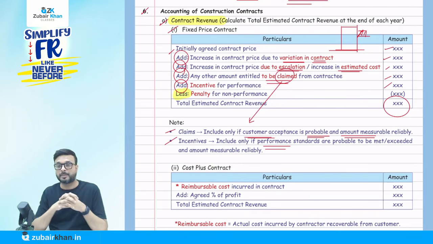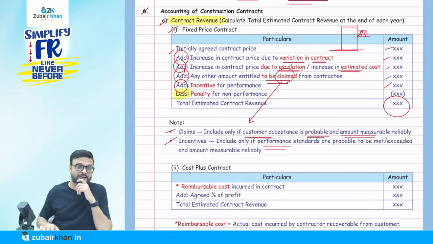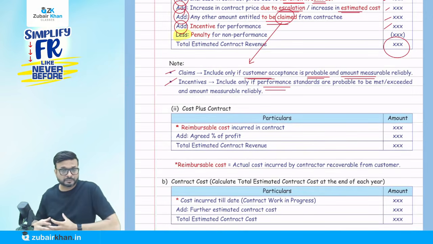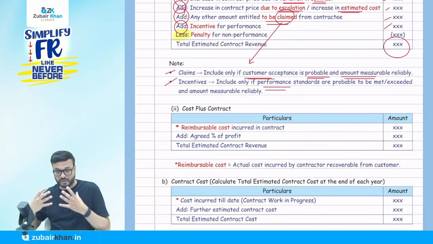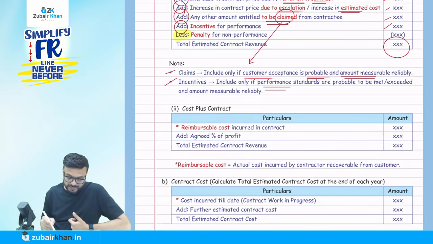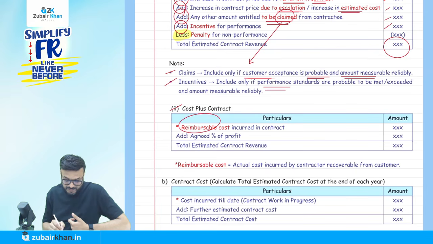But what is going to happen when we talk about the cost plus contract? Okay. Because it is very simple here. Whatever amount is the cost that I have incurred, I will add the profit margin. But you know what this says? This is reimbursable cost incurred in the contract. Reimbursable means the actual cost incurred by the contractor which is recoverable from the contractee.